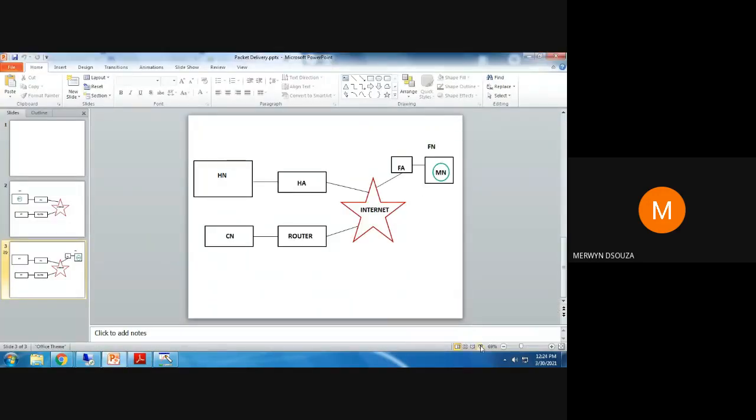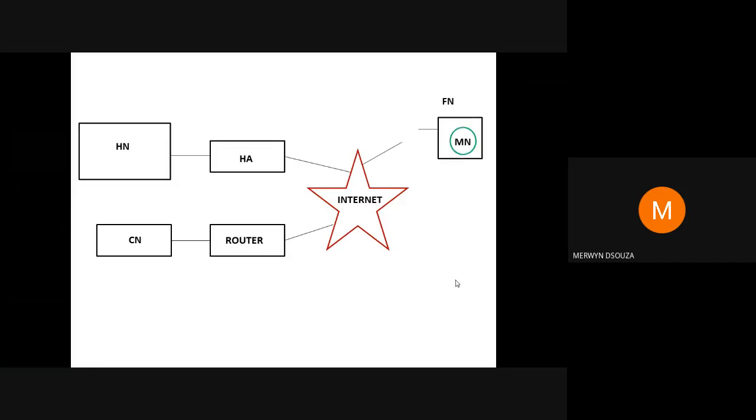Like I told you, when a mobile node goes to a foreign network, in order to continue to receive data correctly, it must find a foreign agent, and from the foreign agent it gets the care of address. Care of address is nothing but the current location of the MN. The process of finding the foreign agent is known as agent discovery.